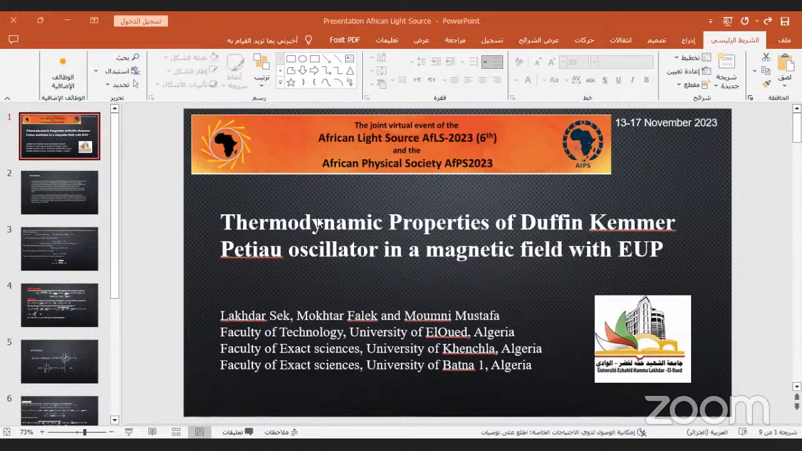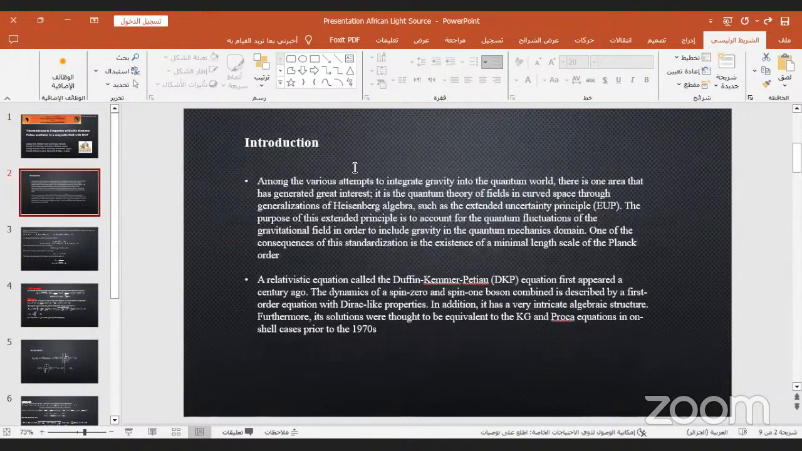So this work will deal with the solution of the Duffin-Kemmer-Petiau scalar case and vector case oscillator in a uniform magnetic field in the deformed space of the anti-de Sitter space. Then we are going to deal with the thermodynamic properties with the partition function Z. So this is just a brief introduction here.